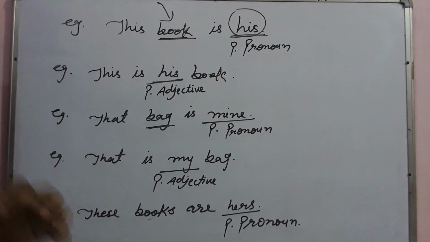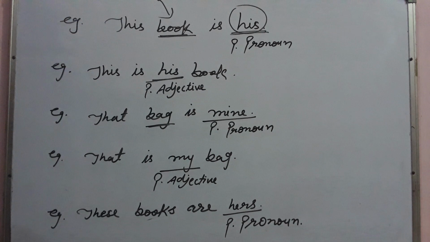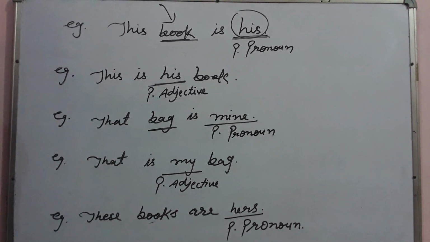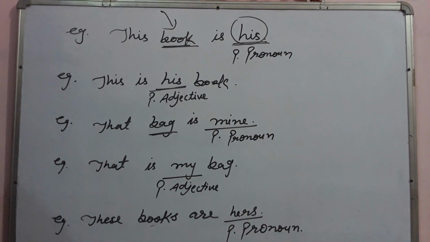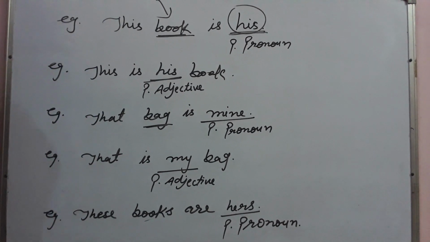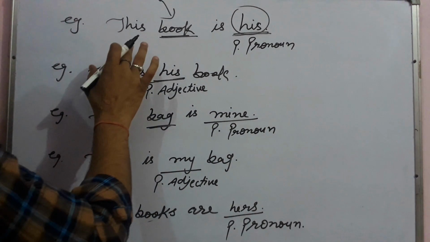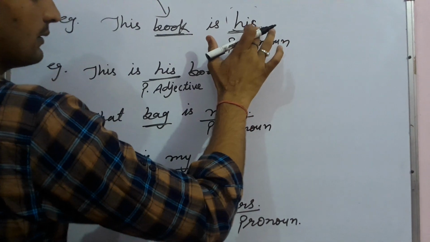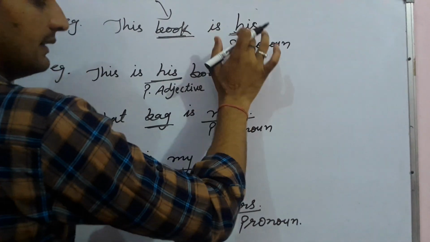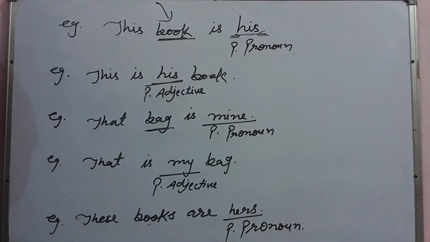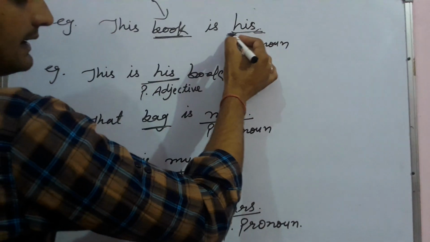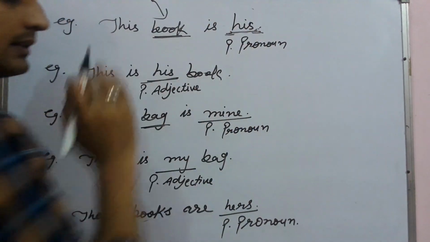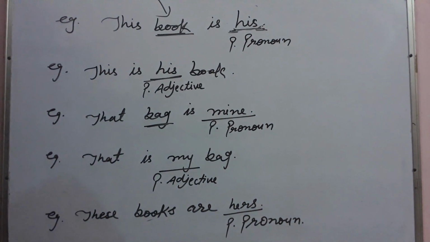So I think now you have cleared what are the works of possessives. Now we will differentiate these all. Dear students, you can see in the first example, this book is his. His word is not followed by a noun here. This word is not followed by a noun in this sentence. That's why we can say it is possessive pronoun here.